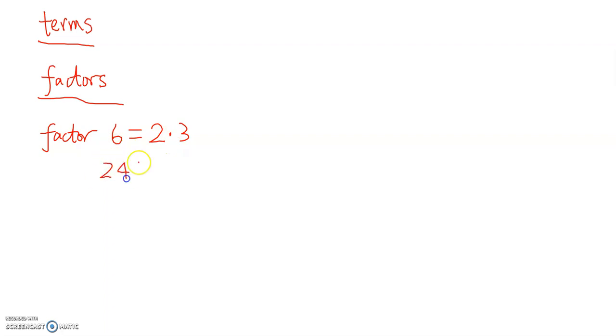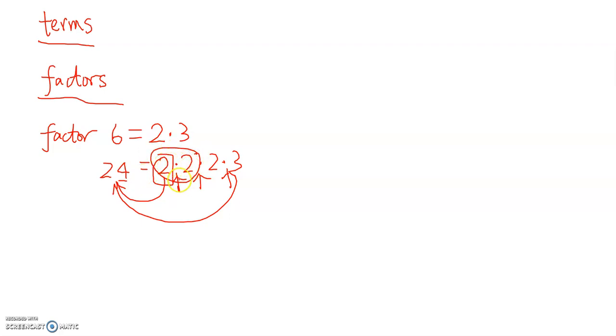So maybe factor of 24, that's going to be 2 times 2 times 2 times 3. So as we can see, when we say something is a factor, there's only multiplication involved in that expression. So we call 2 a factor of 24, or 3 a factor of 24, or maybe 4 a factor of 24 because 2 times 2 is 4, or 8 is a factor of 24 because 2 times 2 times 2. But in either case, as you can see, it's only multiplications involved.